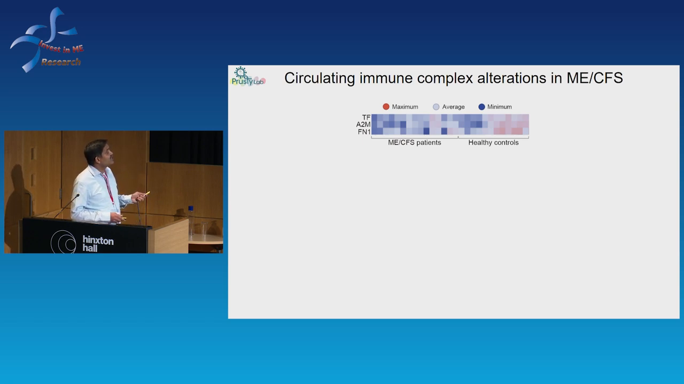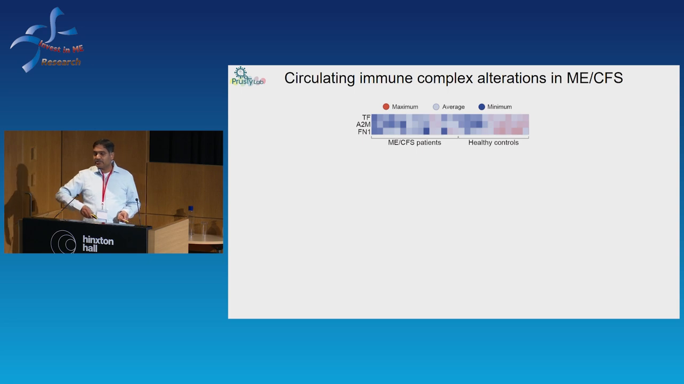What is significant is that there are three very important proteins which are basically depleted within the activated immune complex of ME/CFS patients. So here are healthy controls and ME/CFS patients. And these proteins are transferrin, serotransferrin, alpha-2 microglobulin, and fibronectin 1 again. Now it's interesting to see that fibronectin is depleted within these immune complexes.